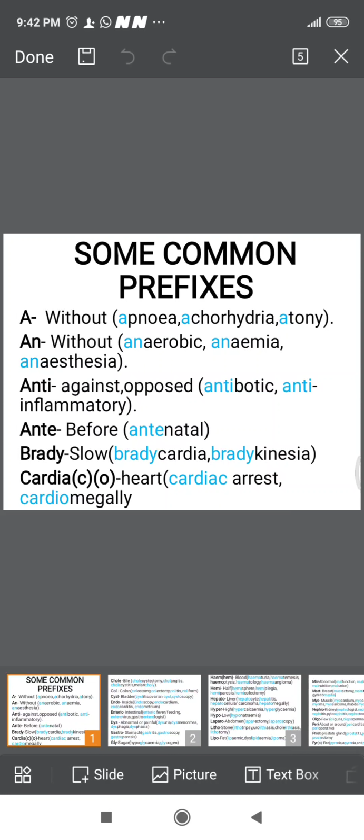Another one we have here is brady, which means slow. Example, bradycardia. Brady means slow, cardia means heart, but practically we call it slow heart rate. We have bradykinesia. Brady means slow, kinesia means movement, that is slow movement.